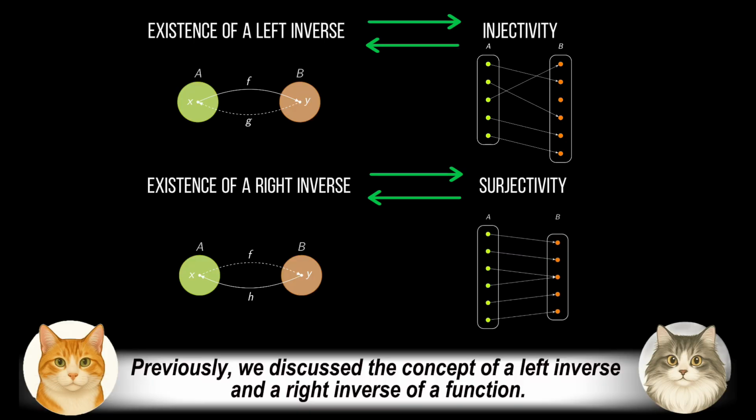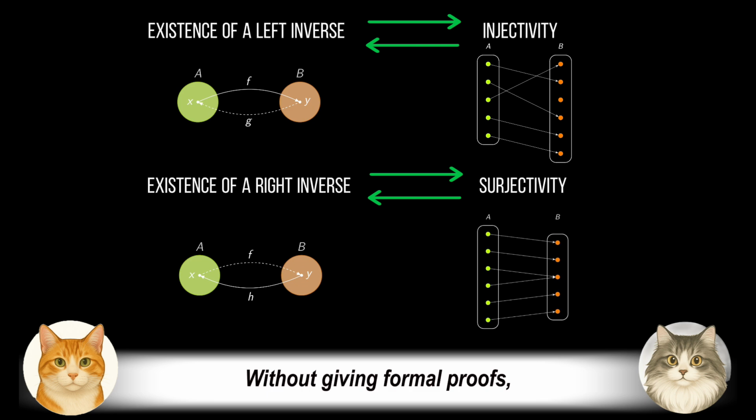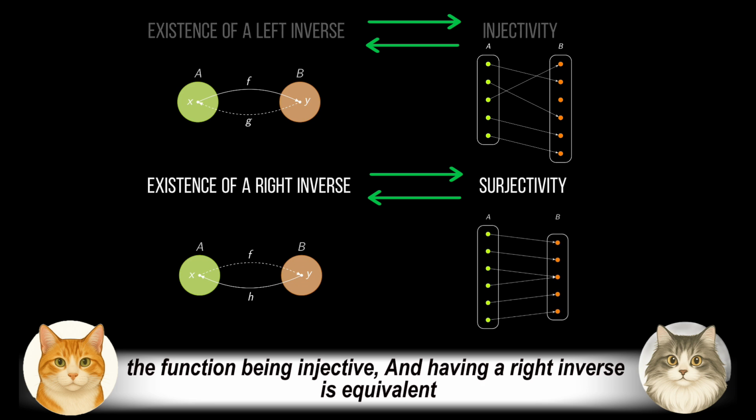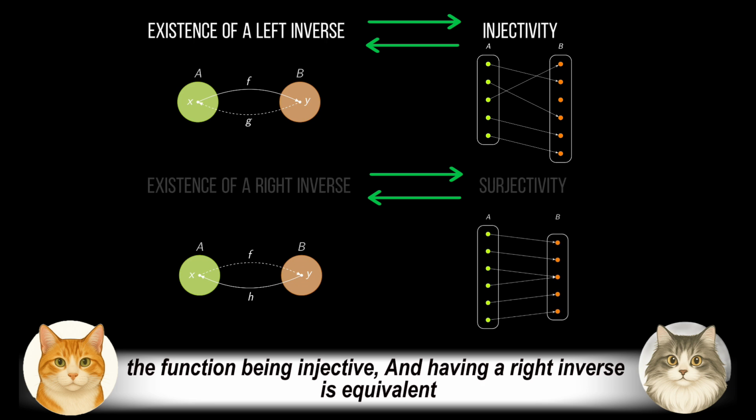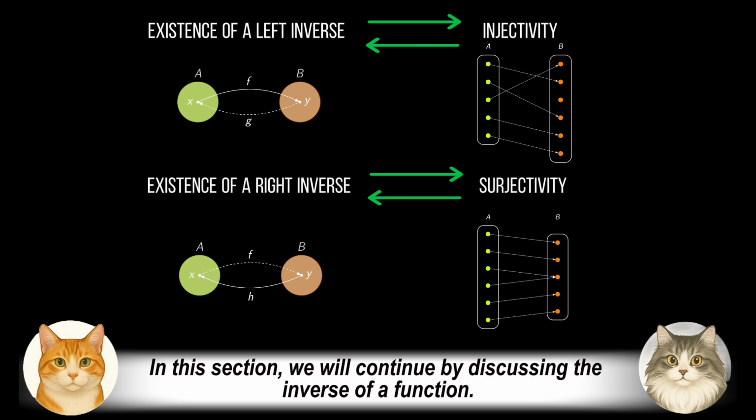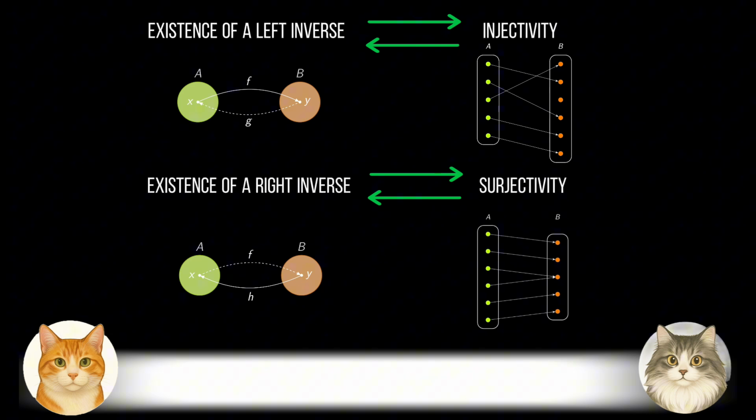Previously, we discussed the concept of a left inverse and a right inverse of a function. Without giving formal proofs, we stated the property that having a left inverse is equivalent to the function being injective, and having a right inverse is equivalent to the function being surjective. In this section, we will continue by discussing the inverse of a function. Let's begin with the definition.